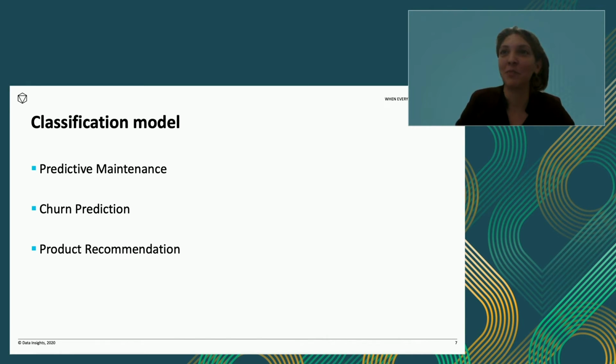We have, for example, a machine, and we want to try to predict if this machine in the future is going to need maintenance or not. So these models are really answering questions with classes: yes, no, red, blue, green, and so on. We have been collecting the 3 main business cases we have been working on. So for example, predictive maintenance, churn prediction, and product recommendation.